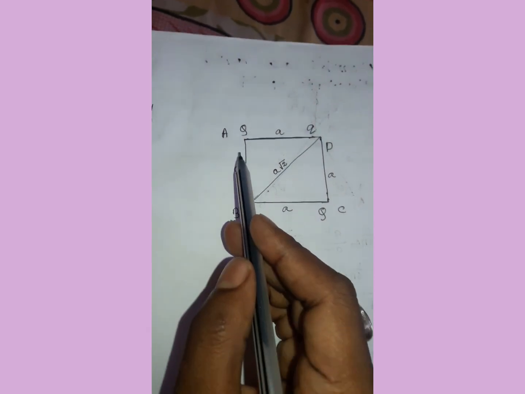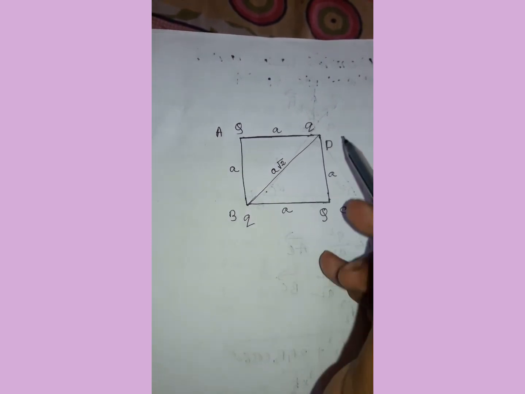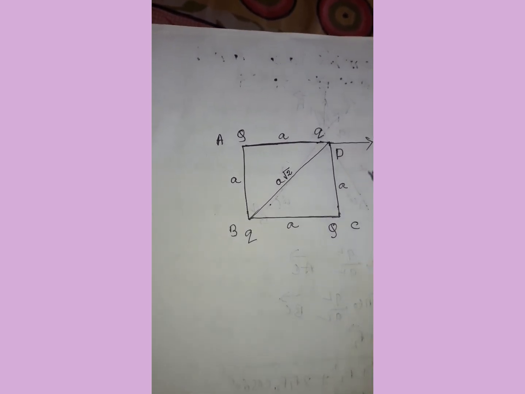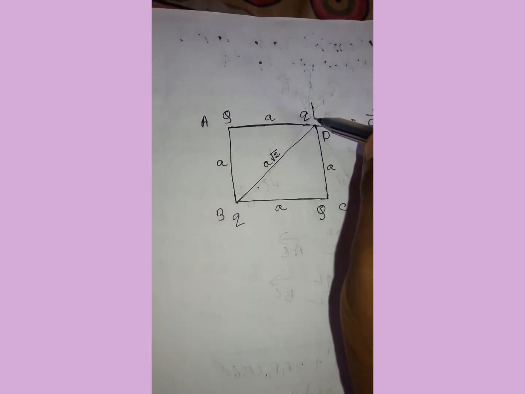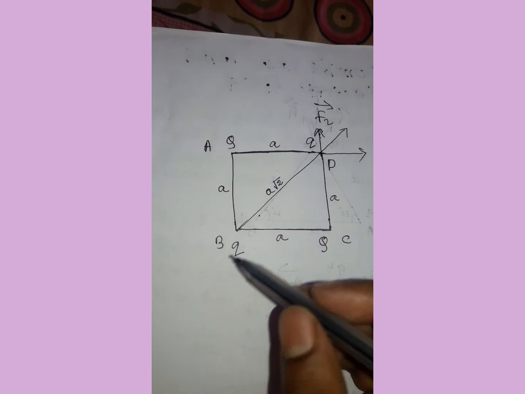Here, first of all, we calculate the force due to capital Q placed at A on the charge small q placed at D, and this is F1, along the line AD. Similarly, the force due to capital Q placed at C is along CD and is given by F2. The force due to the charge at B is F3 and it is along BD.